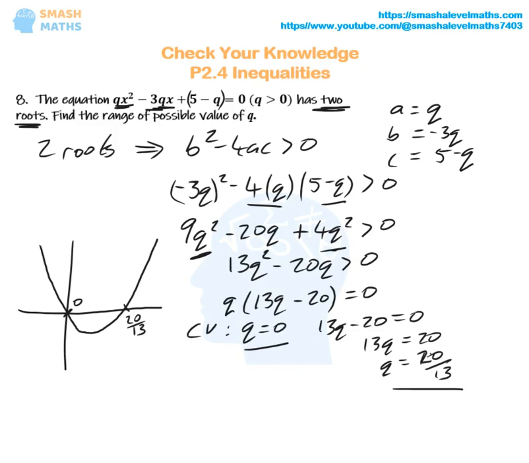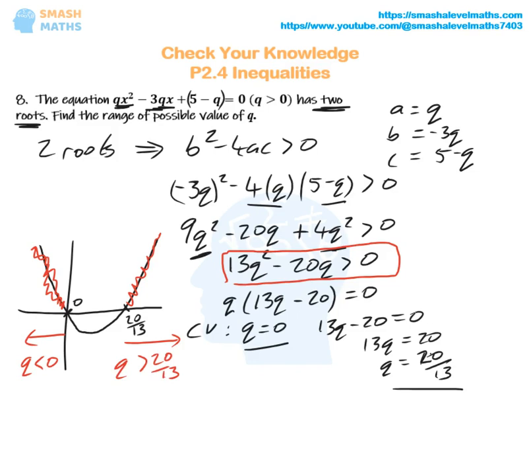Now I'm thinking, do I want the bit that's above the axis or below the axis? So here we go. Let's have a look at that. We want my quadratic to be greater than 0. So where's my curve above the axis? Oh, that bit there and that bit there. For that bit, q has got to be less than 0. And for this bit here, q is going to be greater than 20 over 13.